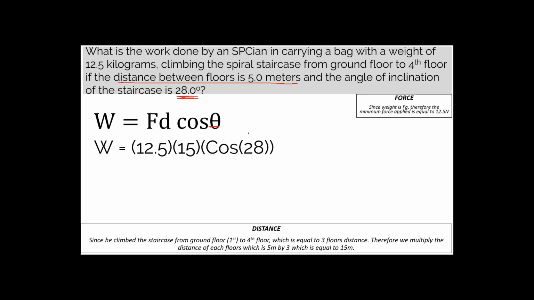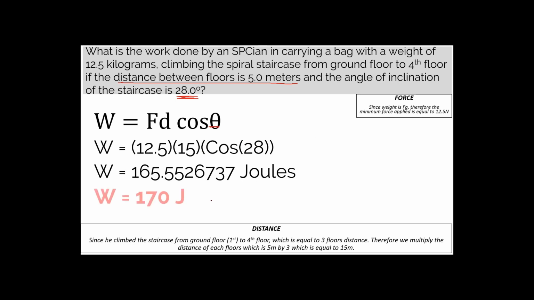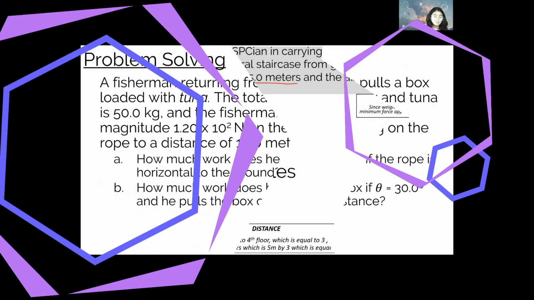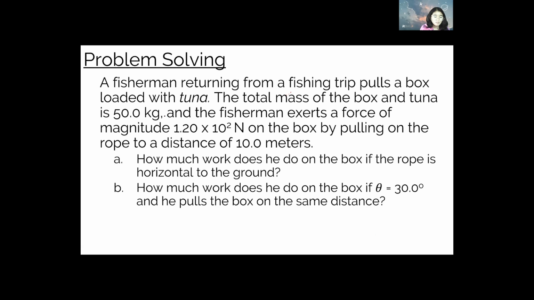So substitute. 12.5 times 15 times cosine theta. If we input this in our calculator, we get the value of 165.55 and so on joules. Since the least number of significant figures is only 2, round this to 2 significant figures, and that is equal to 170 joules.